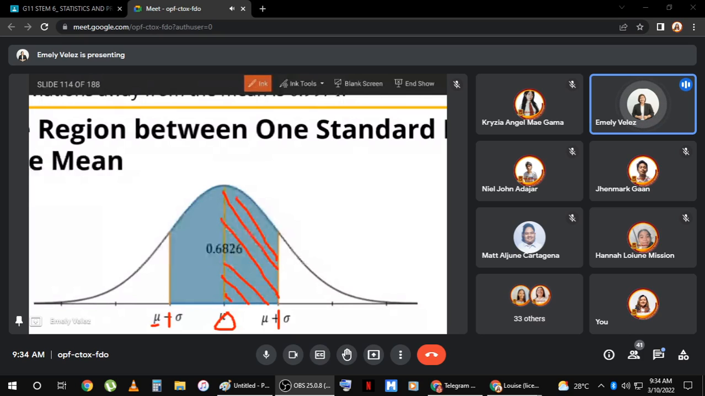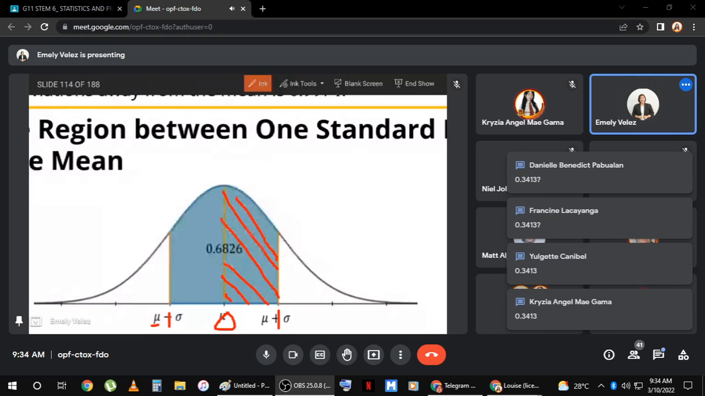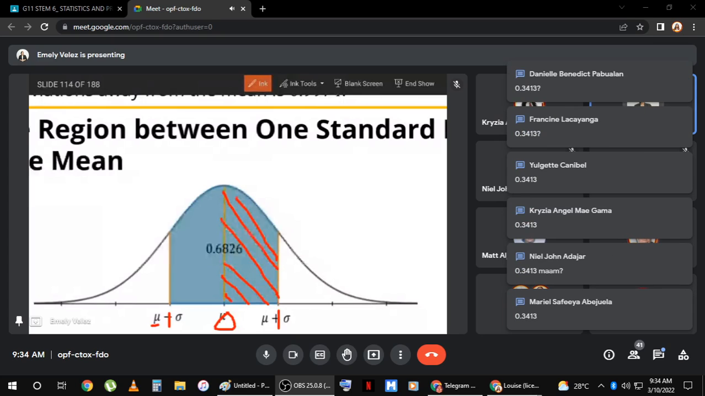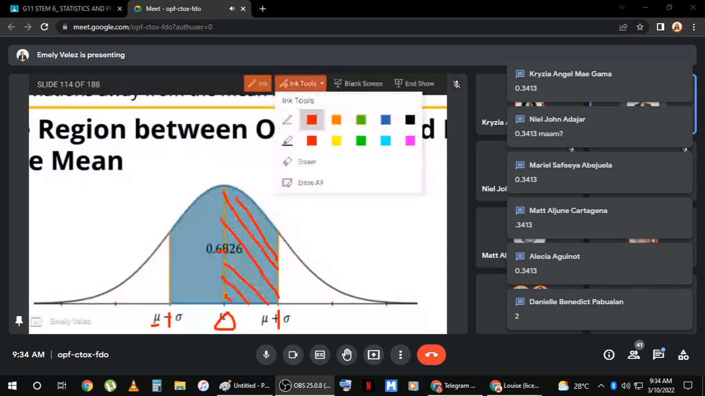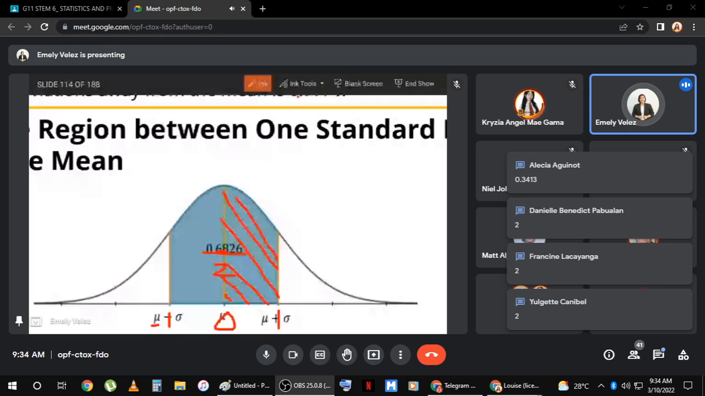Take note, they are symmetrical. Area A on the left or A on the right, they have the same measurement. Indeed, it is correct. We need to divide 0.6826 by two, which gives us the answer 0.3413.